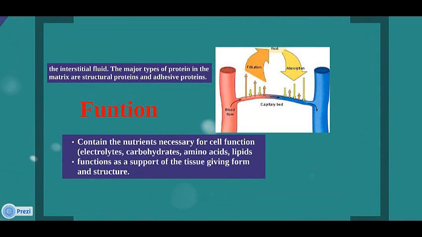The interstitial fluid. The major types of protein in the matrix are structural proteins and adhesive proteins. Function. Contain the nutrients necessary for cell function: electrolytes, carbohydrates, amino acids, lipids. Functions as a support of the tissue, giving form and structure.